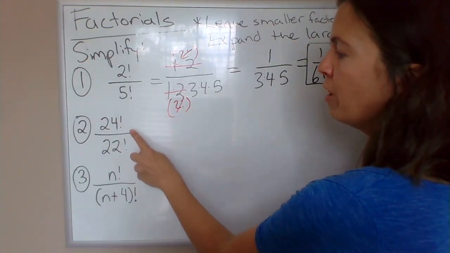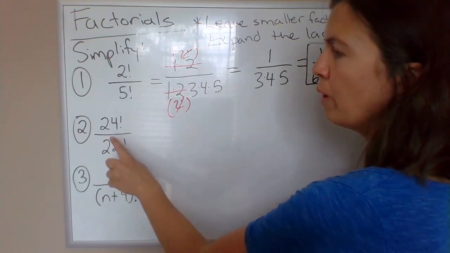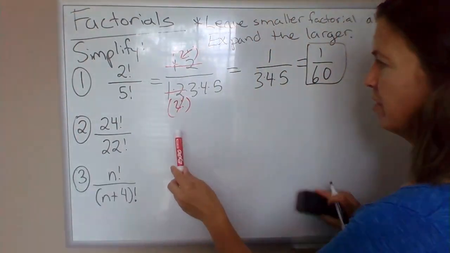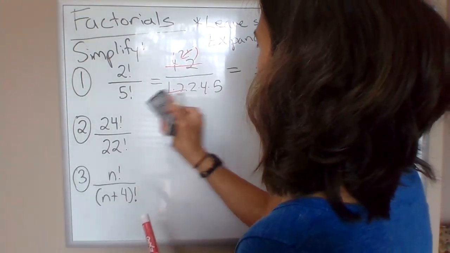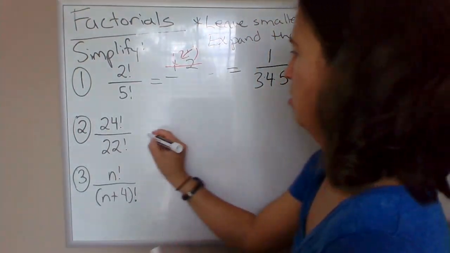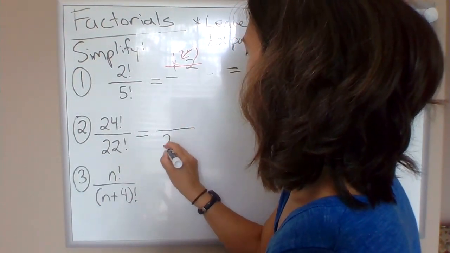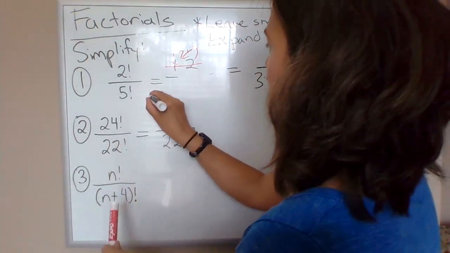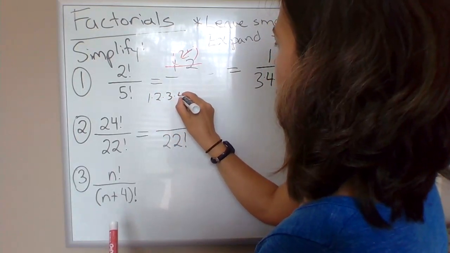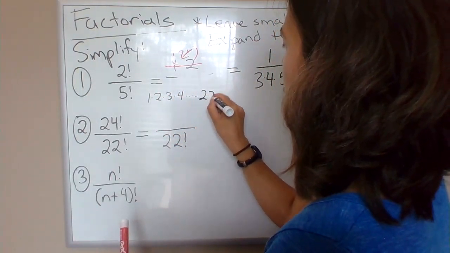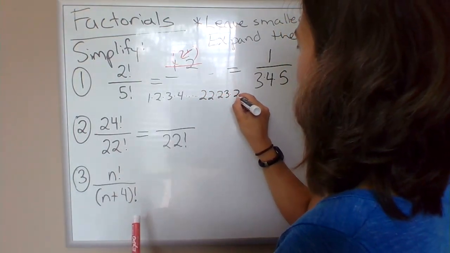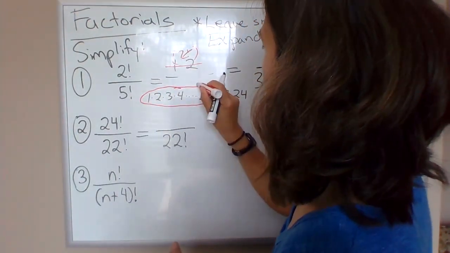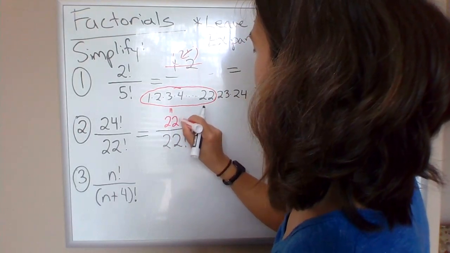So 24 factorial over 22 factorial, we definitely don't want to sit here and write out 1, 2, 3, 4, 5 up to 24. Instead, we would want to work based on what we observed in the first example. So leave the smaller factorial, in this case the 22 factorial, alone. And with 24 factorial, I'll write this out a little bit. So this is 1, 2, 3, blah, blah, blah. Eventually you'll get to 22, and then 23, and then 24. Well, the 1 through 22, this is 22 factorial.